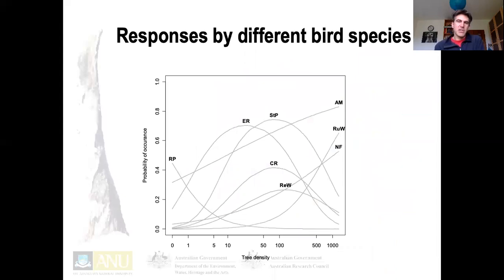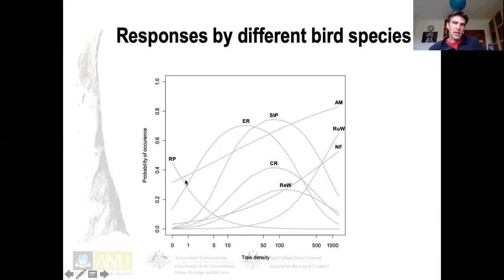Different individual birds, therefore, have a different probability of occurrence along this tree density continuum. Occurrence is spelled wrong, sorry about that. This was not the published version. So for example, as the tree density increases, the rufous whistler, one bird species, increases in terms of probability of occurrence. Very likely that it occurs in places that have high tree densities.